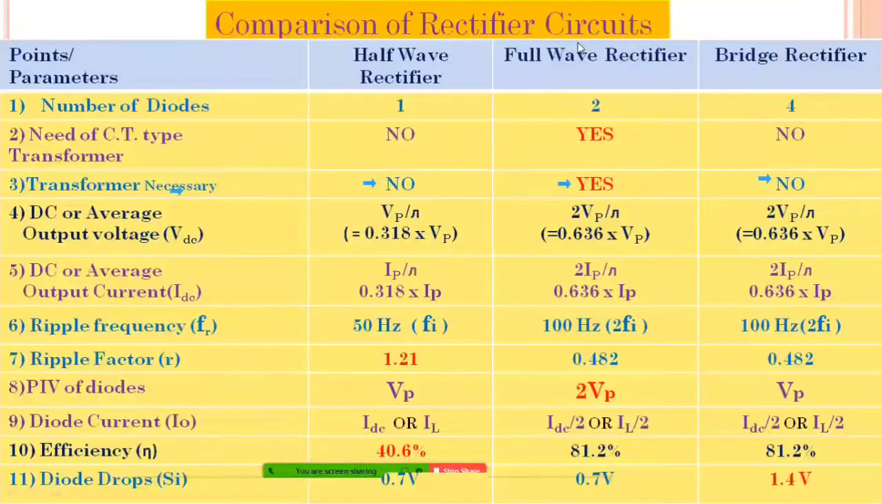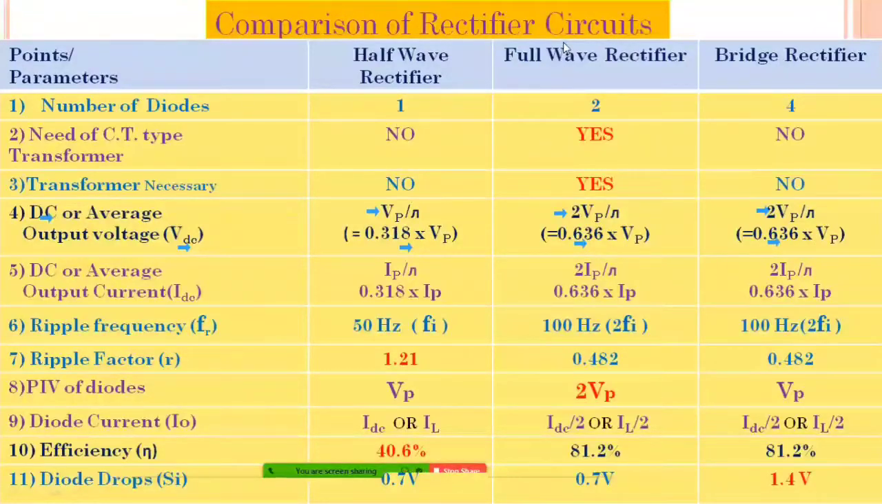Then come to the next one, the fourth, DC or average output voltage, that is VDC. We have got the derivation for half wave, full wave as well as bridge. We found that the DC voltage at the output of the half wave is peak value of output voltage upon pi. 1 upon pi is 0.318 times V peak, whereas in the case of full wave and bridge, it is double that of half wave, twice V peak upon pi. That means 2 upon pi, or 0.636 times the peak voltage, is the output of the full wave and bridge rectifier circuits, double that of the half wave, right?